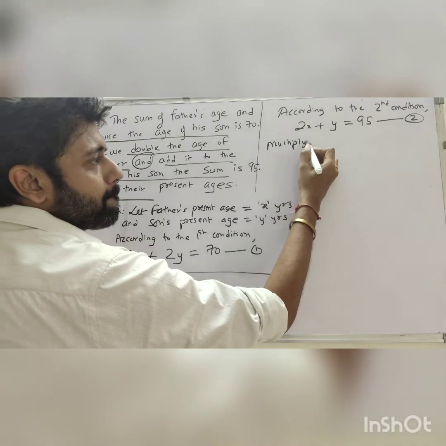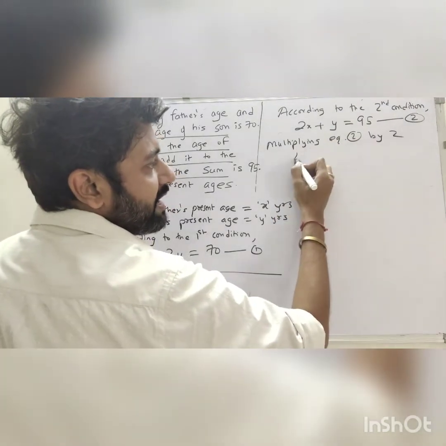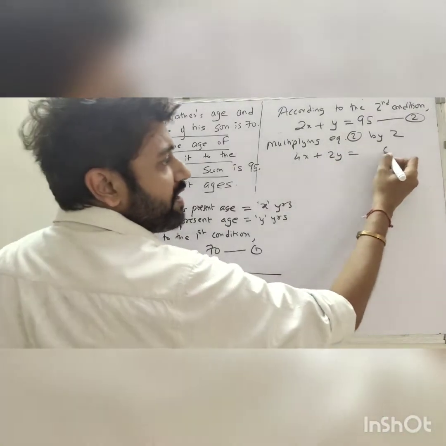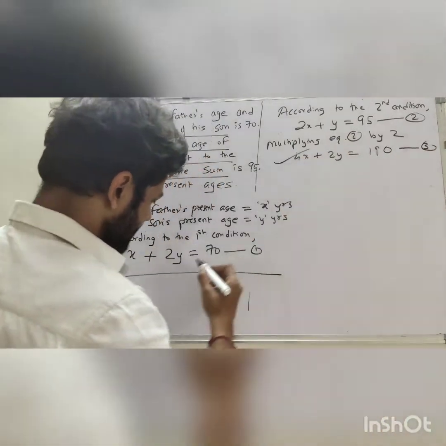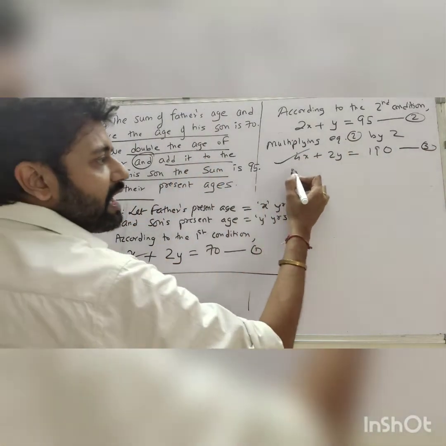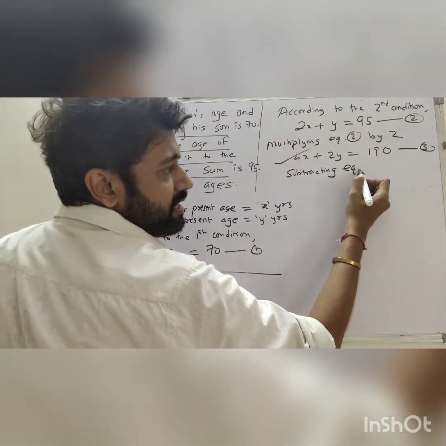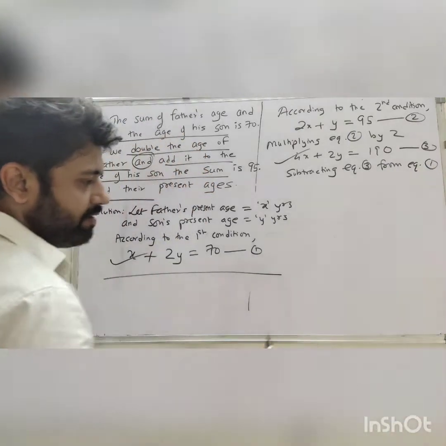Multiplying equation number 2 by 2, I will get 4x plus 2y is equals to 95 ka double. 2 5s are 10, 2 9s are 18, 190. And this is 2y and this is 2y. And what I will do further is subtracting equation number 3 from equation number 1.